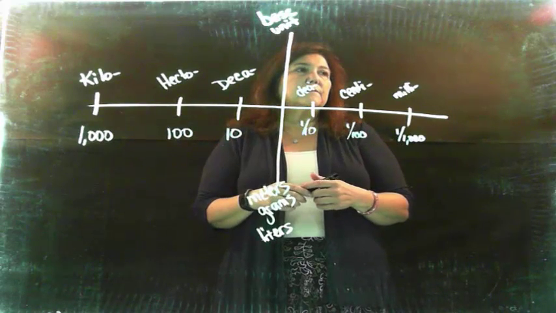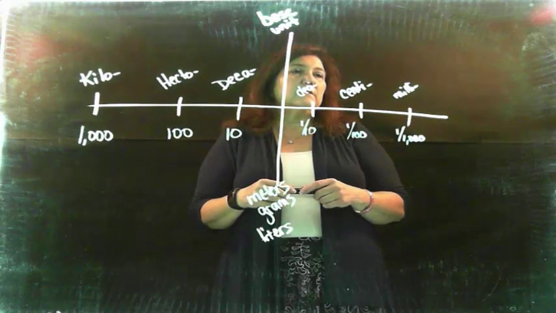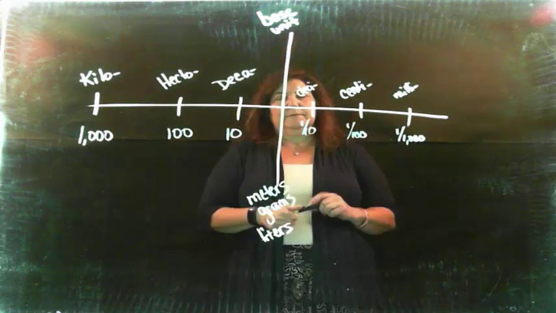You may want to start again. Why? You just said that the centi was 1/1000th and the milli was 1/1000th.